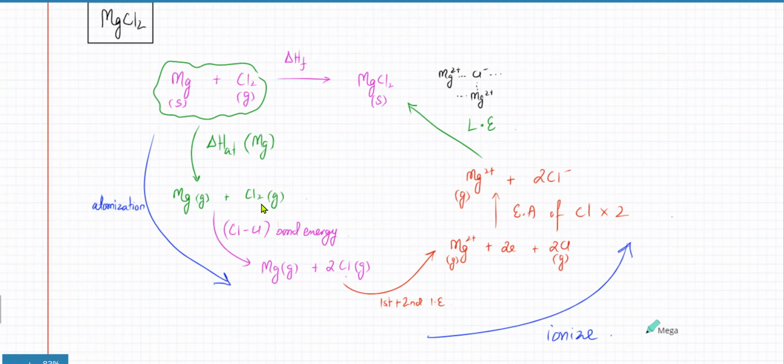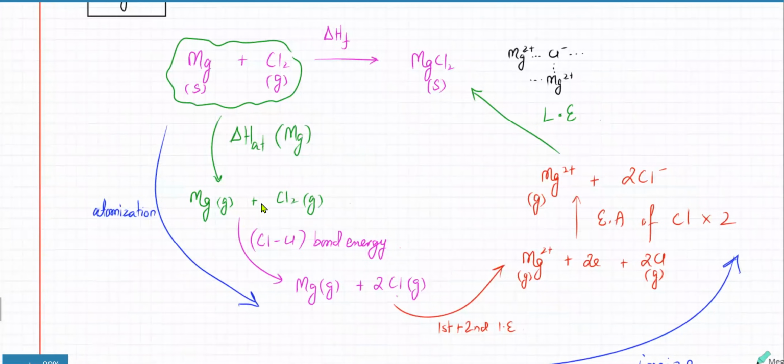If during atomization you're breaking just a bond, then it's going to be bond energy. Like if it's Cl2, then it would be the bond energy of the Cl-Cl bond. If there was an oxygen molecule over here, you would just break the oxygen-oxygen double bond. But remember, bond energies can only be used if the substances are gaseous. TK, is this clear? Yes, sir.